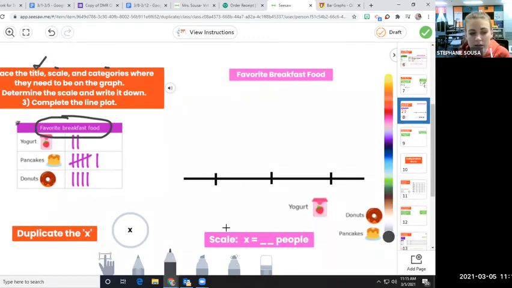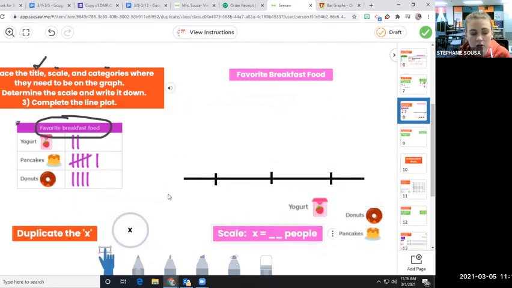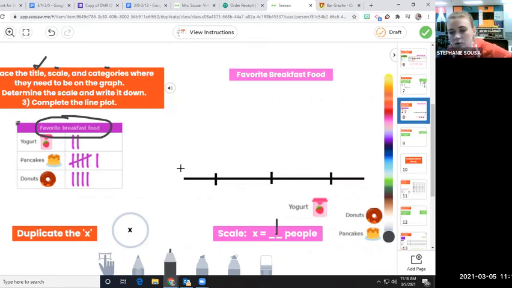Our scale, here is our scale. Let's look at our numbers. Our numbers are pretty small, 2, 6, and 4. So we can count by ones here. So each X is going to equal 1 person. If you wanted to count by 2s, you could do that as well, as these are even numbers, but we're going to count by 1s here. Scale, check.